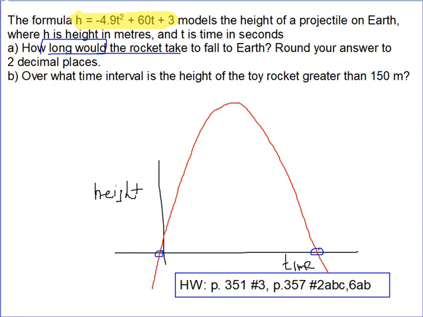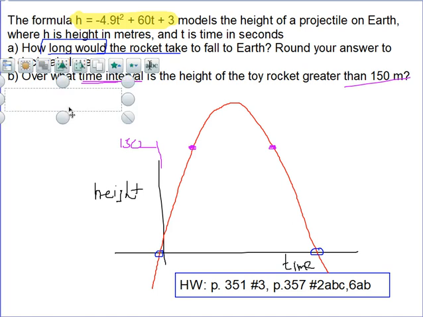And then part B says, over what time interval? An interval means like from 2 seconds to 5 seconds. Over what interval is the height of the rocket greater than 150? So let's say 150 meters is about here, for example. That would mean we want these 2 solutions right there. What we would have to do is very similar to the other unit: determine the roots when h is 150.